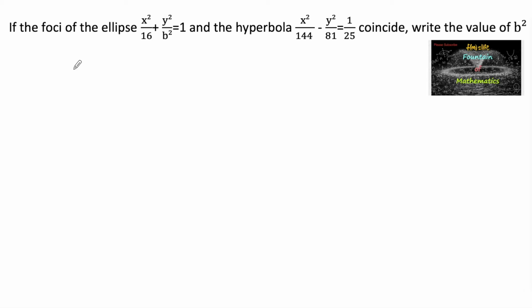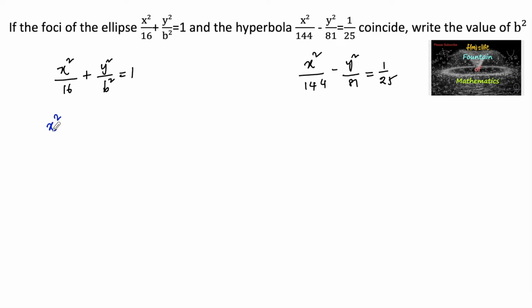If the foci of the ellipse x square upon 16 plus y square upon b square is equal to 1, and the hyperbola x square upon 144 minus y square upon 81 is equal to 1 upon 25 coincide, then write the value of b square. So let's consider the standard form of an ellipse, x square by a square plus y square by b square is equal to 1.